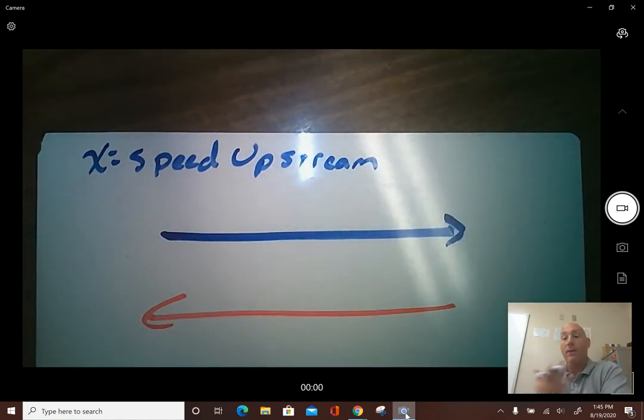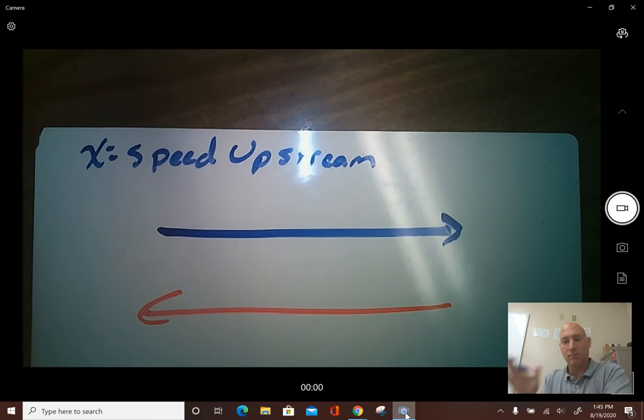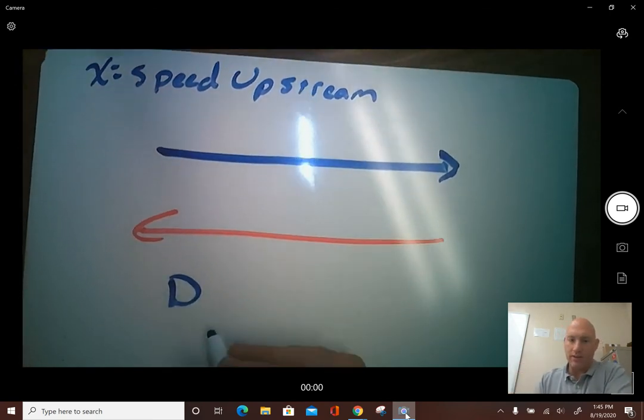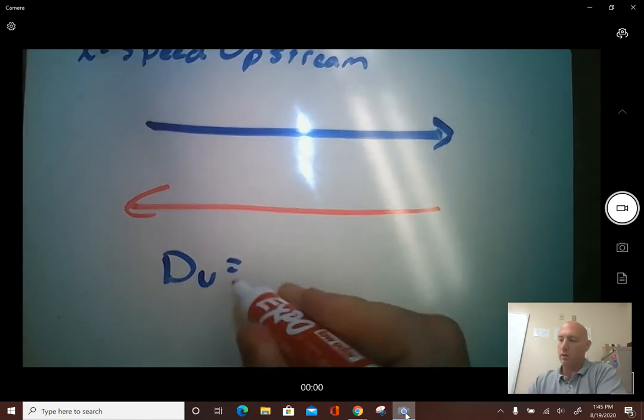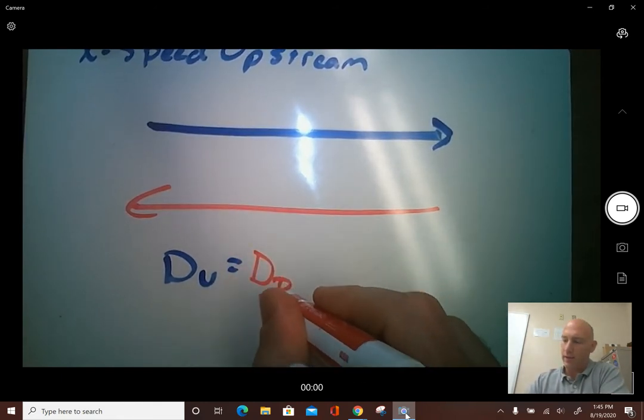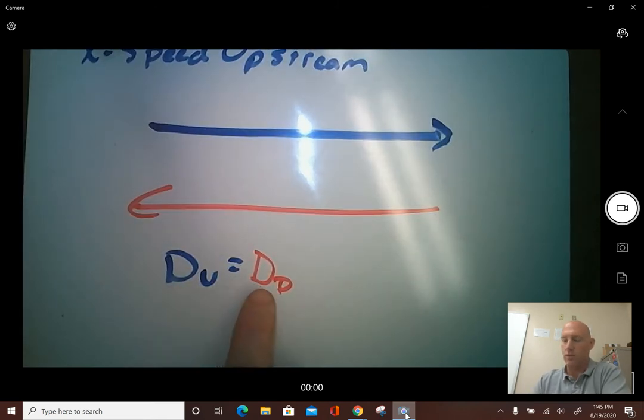Why? Because they told me that's what I'm searching for. Does that make a little sense now? And we know distance upstream will equal distance downstream. That's why I did du dp.